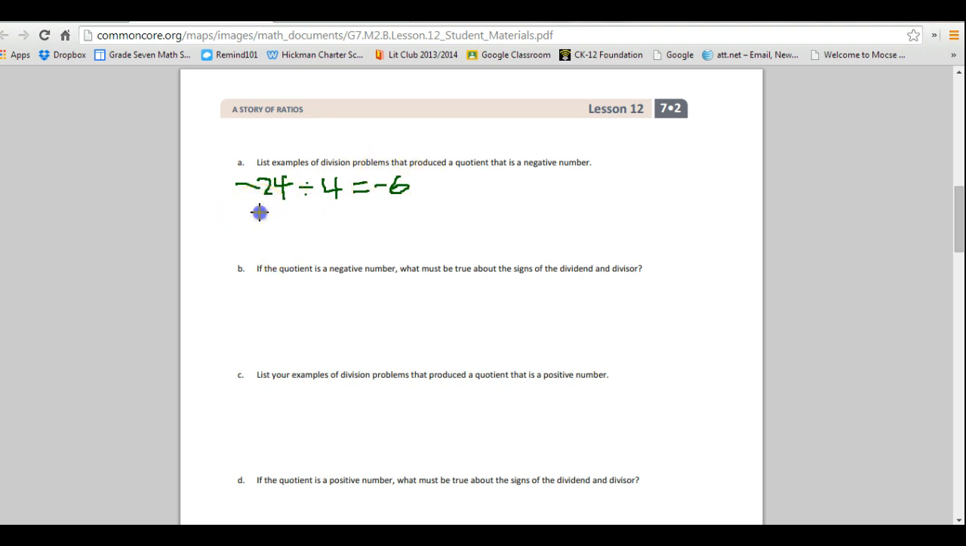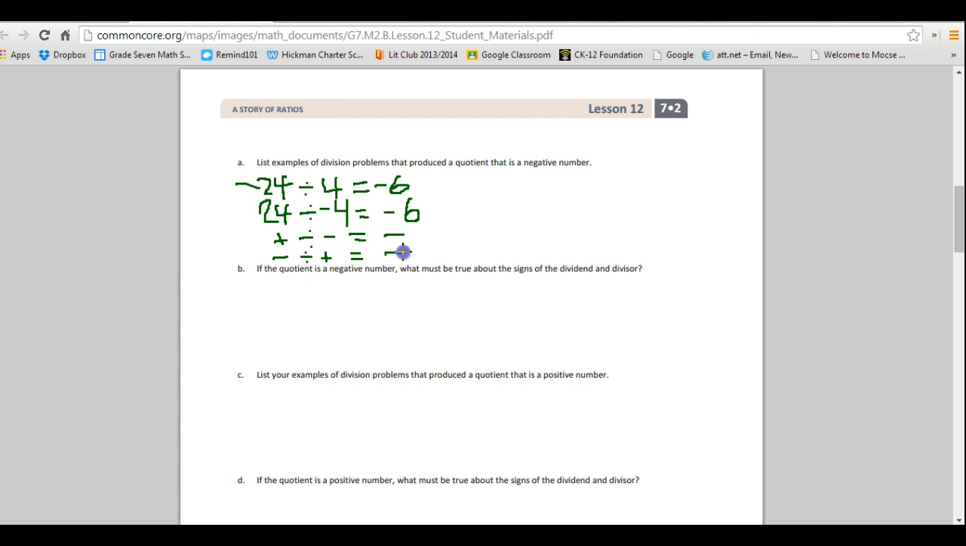Now, you could also have a positive 24 divided by a -4. It's also going to result in -6. Of course you could commute these if you wanted to, this could be -6 and that could be -4. But anyway, these two examples will yield a negative result. A positive divided by a negative will yield a negative, and just the opposite, a negative divided by a positive will yield a negative as well.